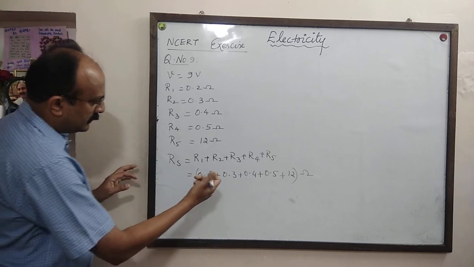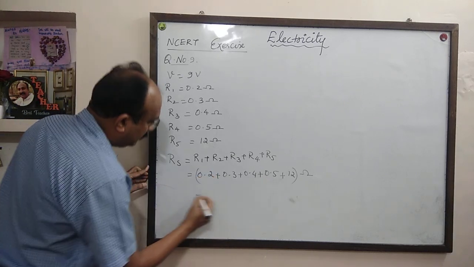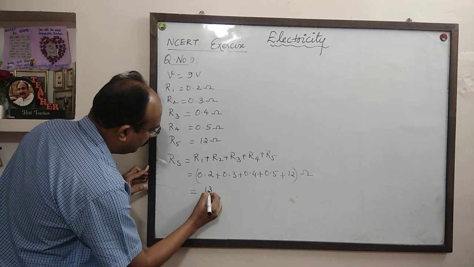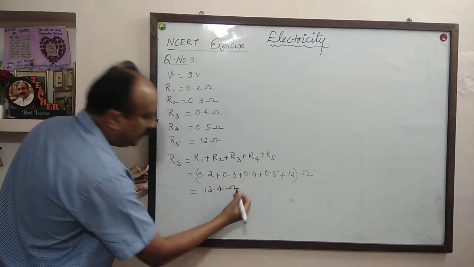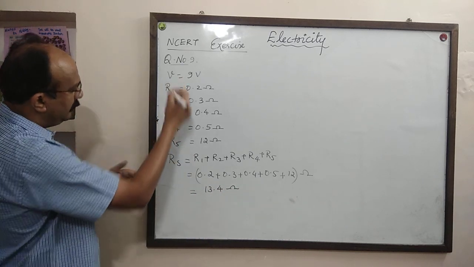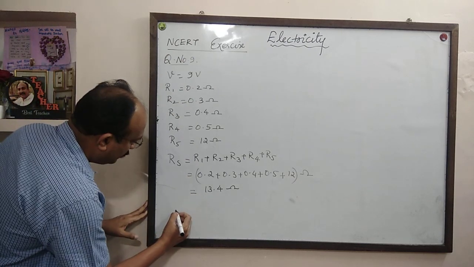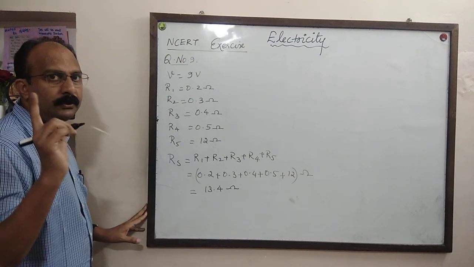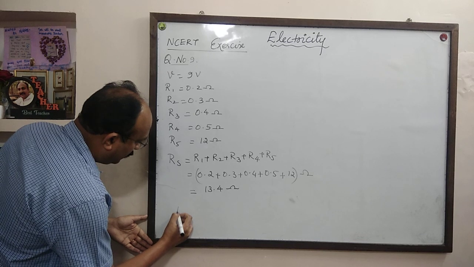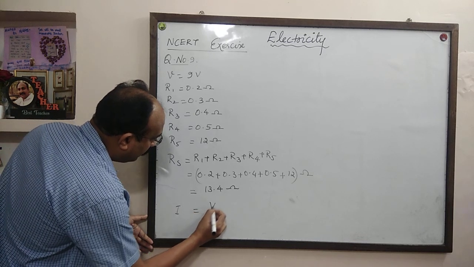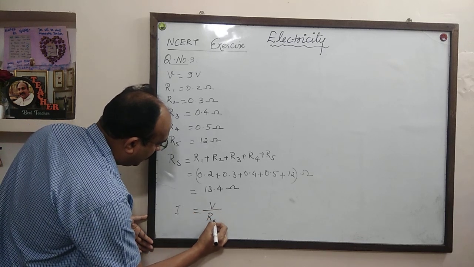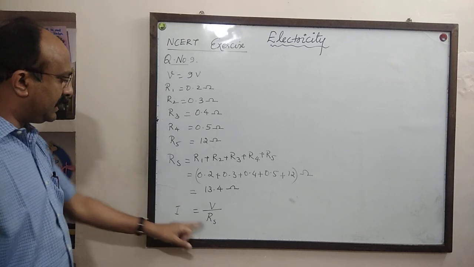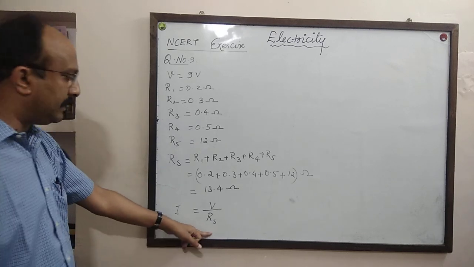This is 13.4 ohm. Now we got RS and V. So use the formula V is equal to IRS. So I is equal to V upon RS. When there are many R's connected in series, R will become RS.